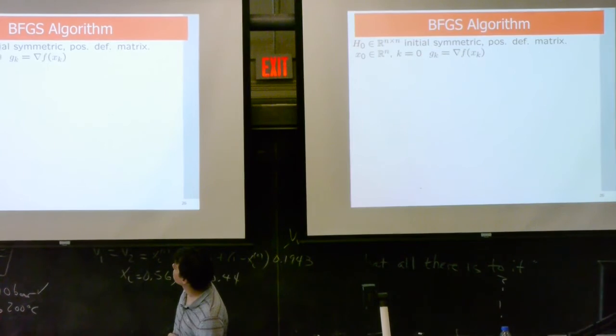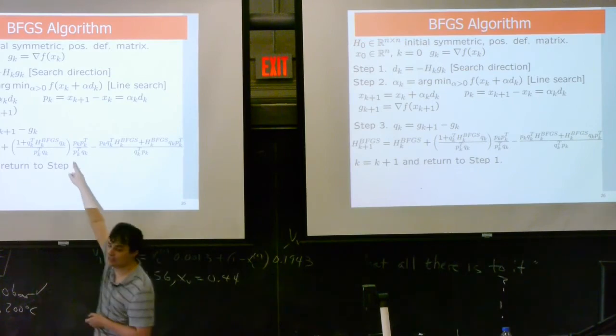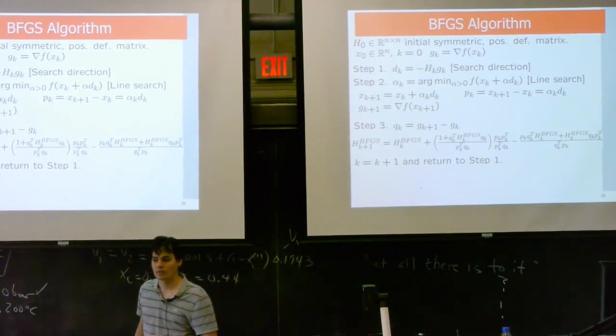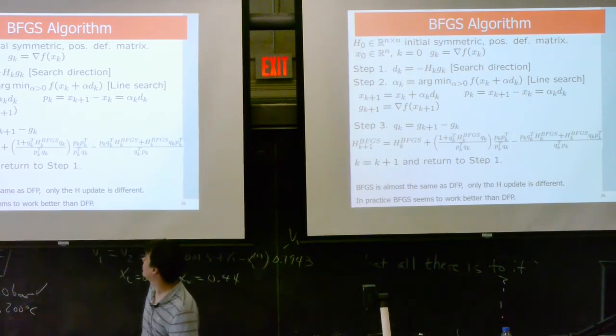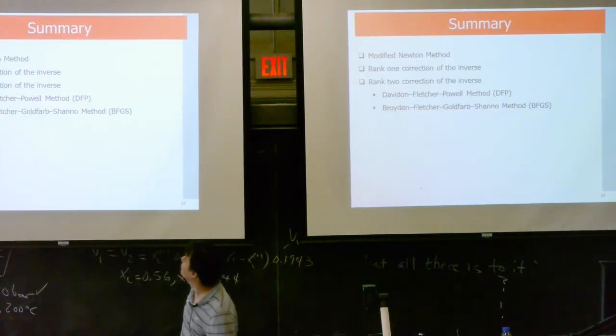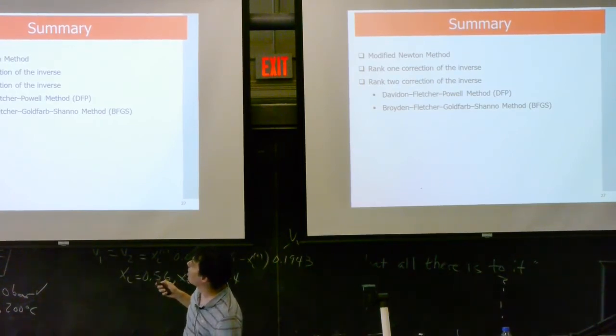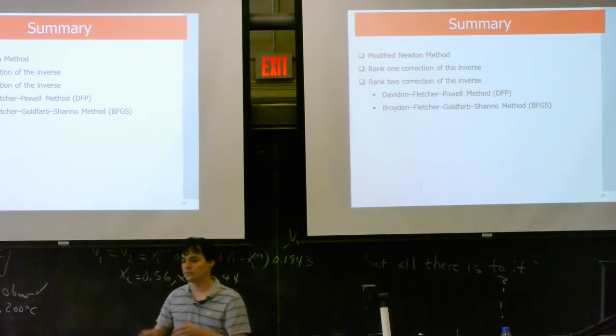Okay, and after this is the pseudocode. You do everything the same as before, but for H we have this update. But other than that, it's exactly the same as the DFP method. And in practice, this algorithm seems to work better than DFP. So that's it for today. We discussed the modified Newton method, how to do rank 1 correction to estimate the inverse, and how to do rank 2 correction to estimate the inverse. And we discussed 2 methods that can do these updates. So if your homework is to implement BFGS or DFP, then now you should be good for that.